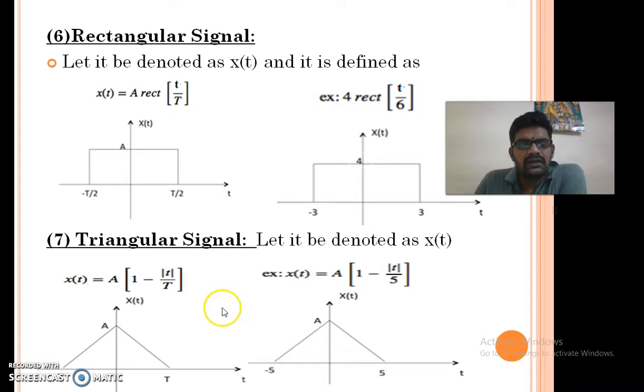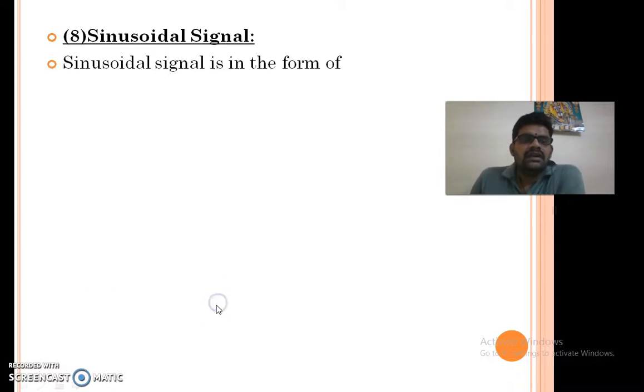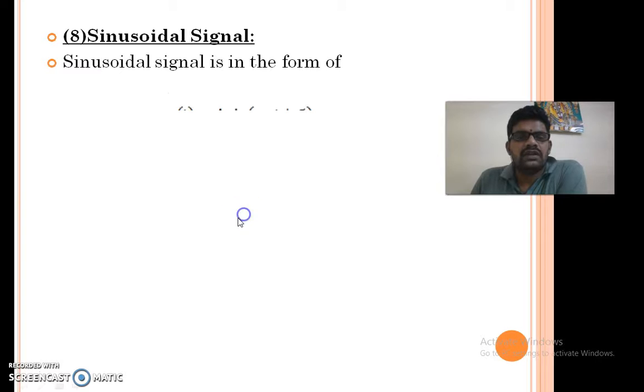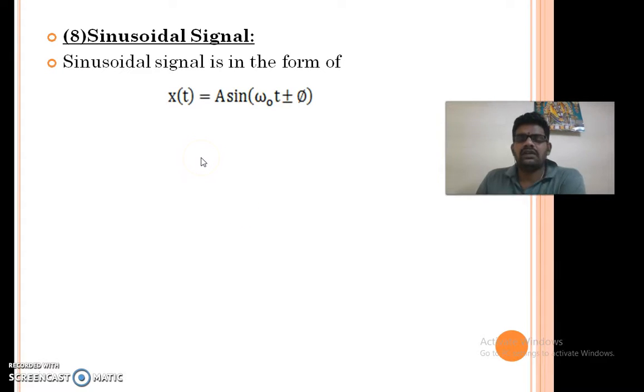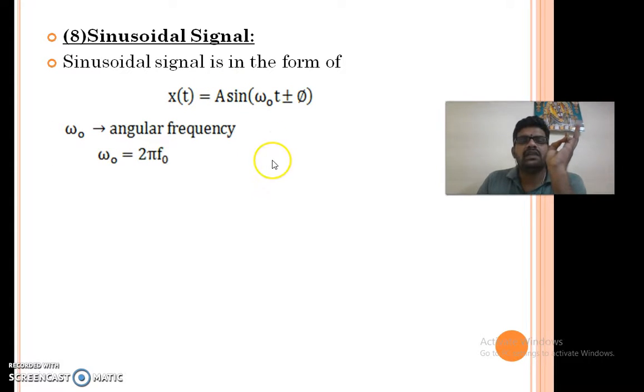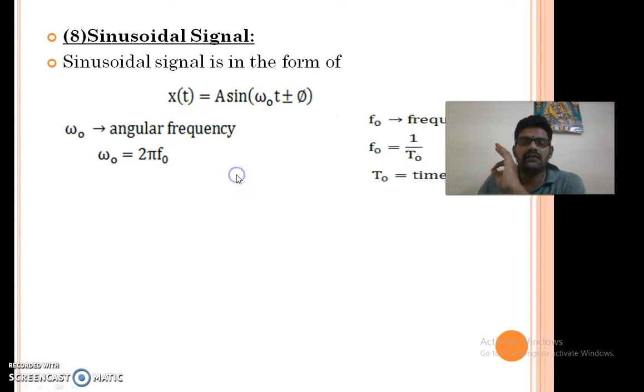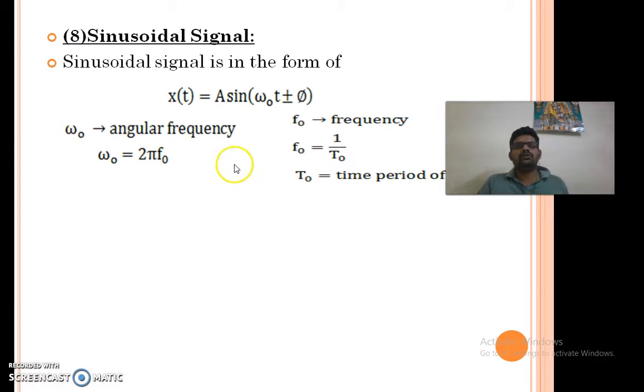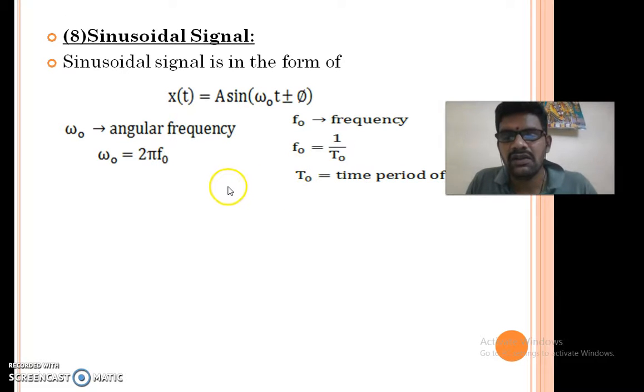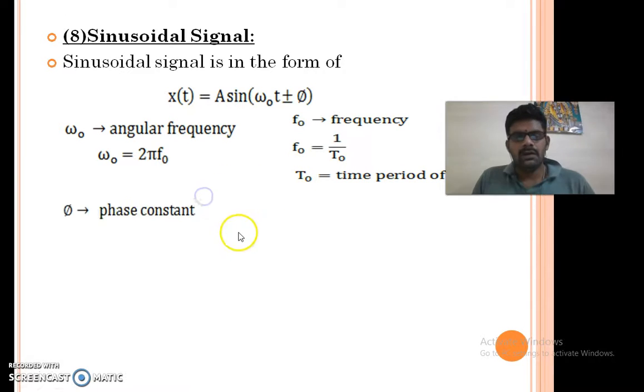This is another basic function that is used in the analysis of systems and signals. And next one is the sinusoidal function. The sinusoidal function is of the form x of t equal to A sin omega naught t plus or minus phi. Here A is the amplitude of this sine function, omega naught is the angular frequency, and omega naught equal to 2 pi f naught. F naught is the fundamental frequency and it is equal to 1 by T naught. T naught is the fundamental time period.